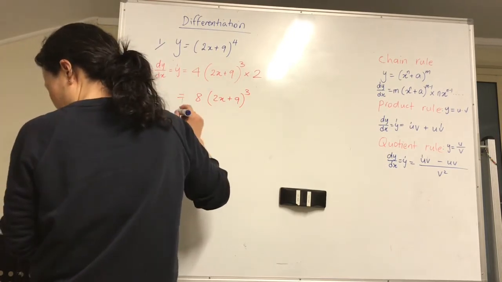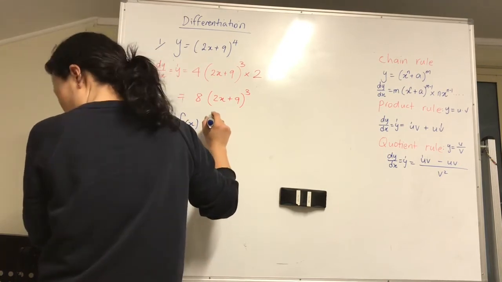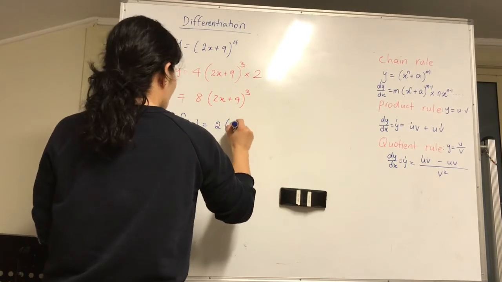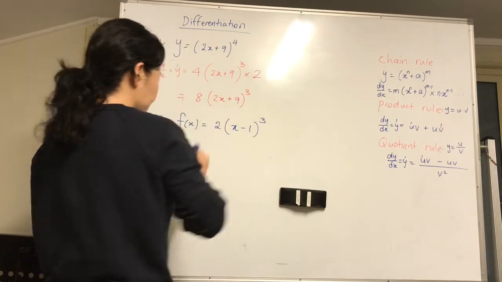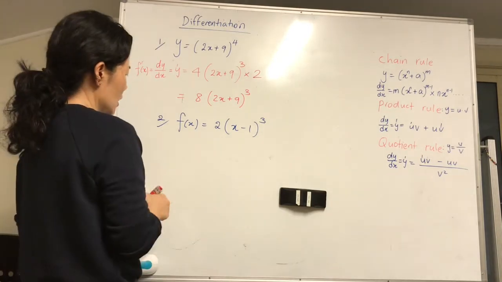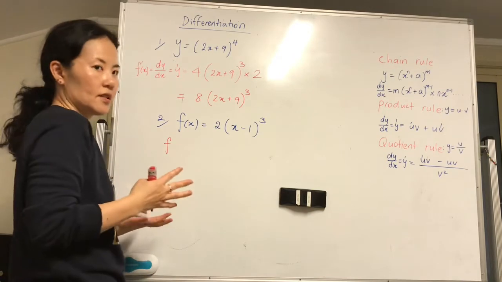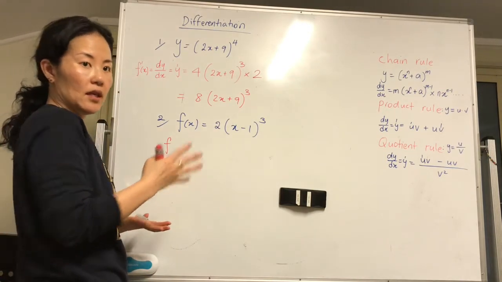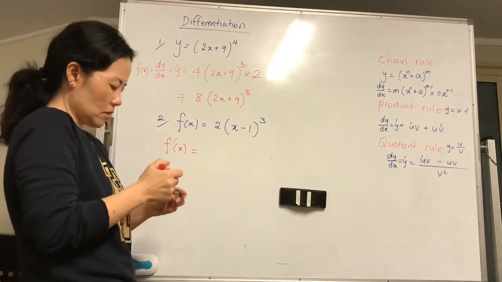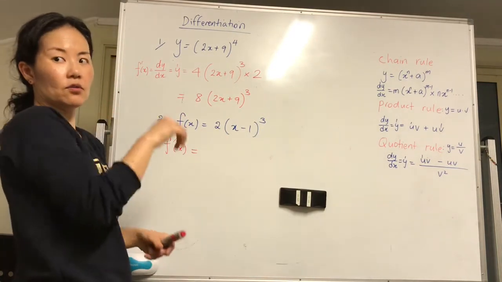Yes? Okay, so I'm going to go f of x equals 2x minus 1 to the power of 3. So let's do this together. So what's the notation for the derivative of f of x? It's f dash of x. So tell me, what's the first step? The power goes to the front, isn't it?